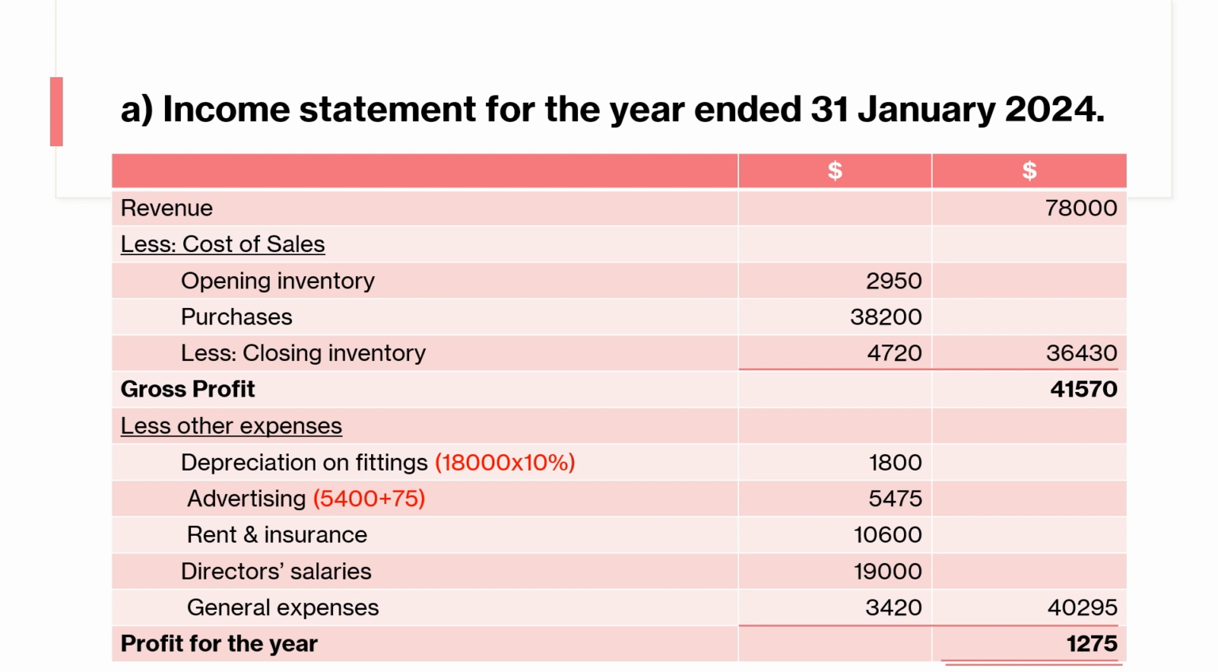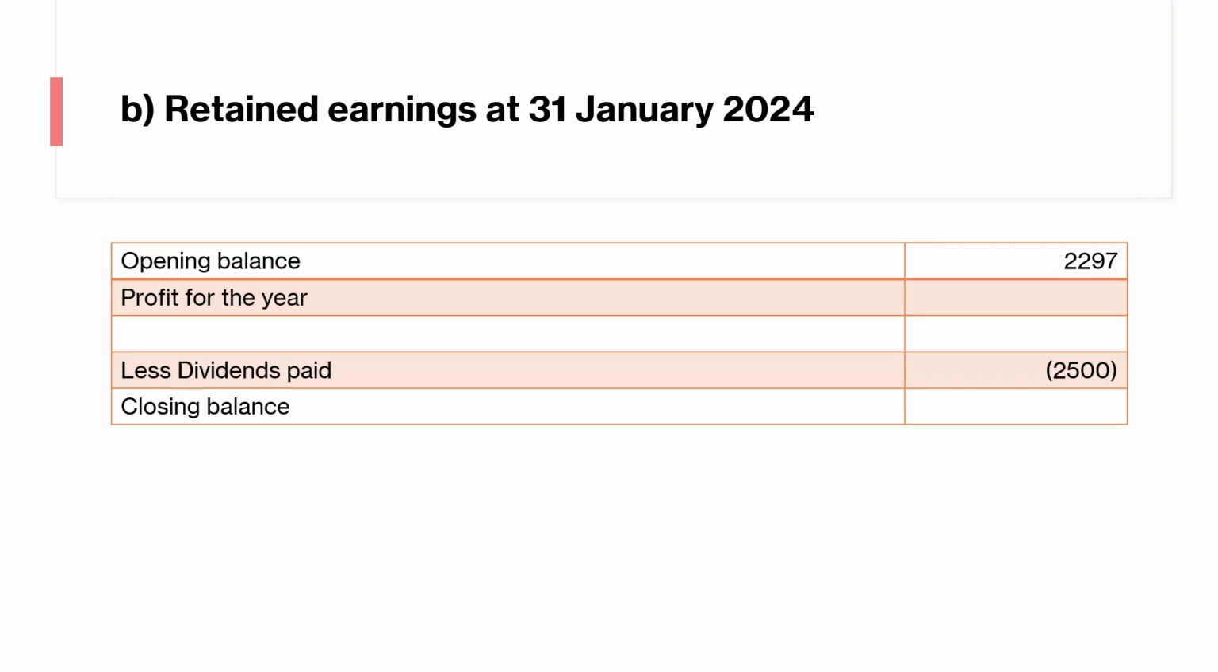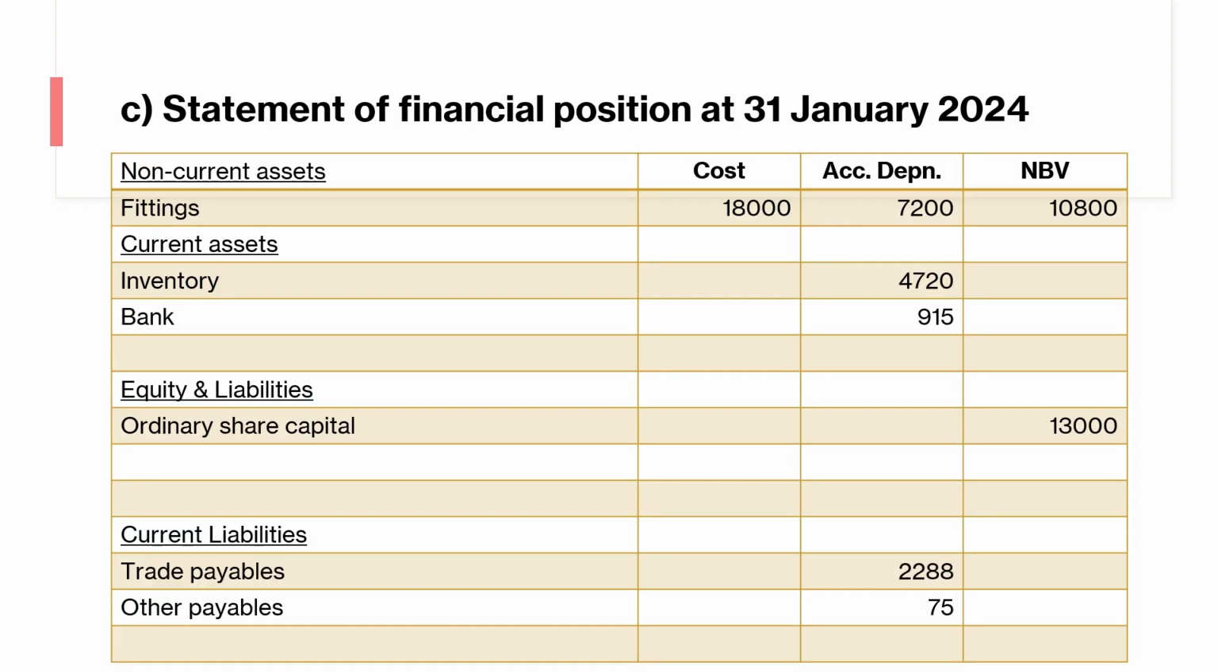So you have the profit for the year. You can use that to calculate the retained earnings. So 1,275 is the profit for the year. If you add those two, you will get 3,572, and you deduct dividends paid, which will give you the closing balance of 10,072. So now that we have the closing balance of retained earnings, we can use that in the SOFP. Record that there.